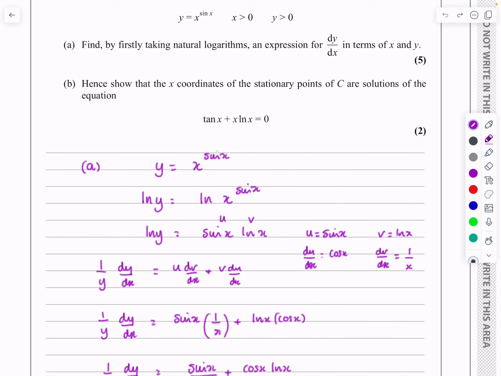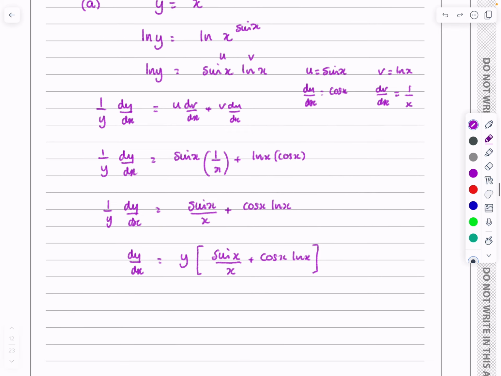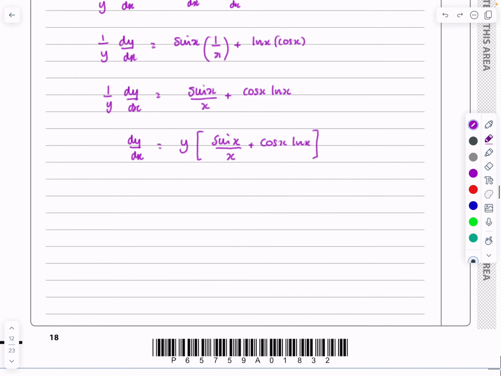Right, so in my mind, I know what stationary points means: dy by dx equals 0. So I'm going to put this equals 0. When I'm trying to solve this equation, it looks like I won't be able to solve it fully, but I will be able to get it to look something like that. So I've got to have tan x or x log x in my mind as I'm going through and doing it.